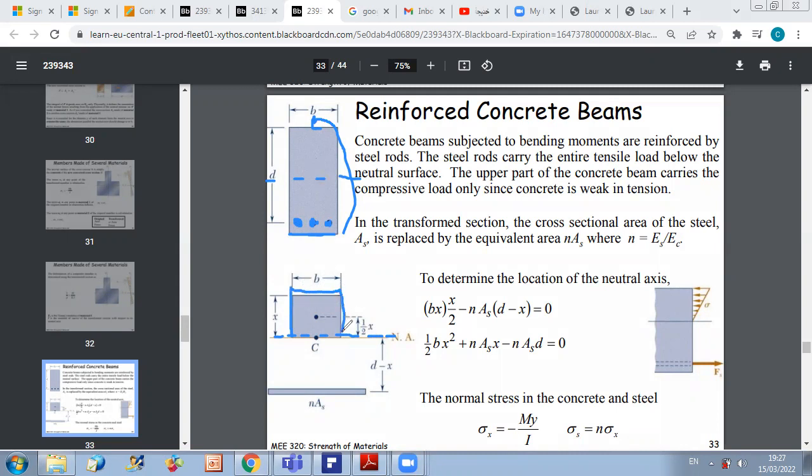However, since concrete is weak in tension, it cannot support tension, then in the lower part, we consider that concrete will not have any effect. It's not present here to sustain tensile effects. And then we consider that below the neutral axis, we just have steel. And this is why, as you can see in this figure, below the neutral axis, we have an empty part here, and we just consider the steel rods.